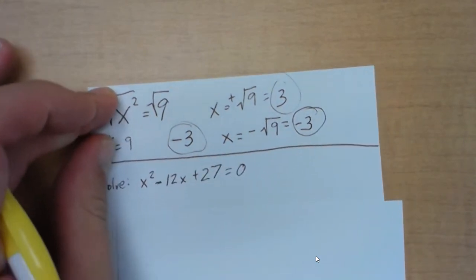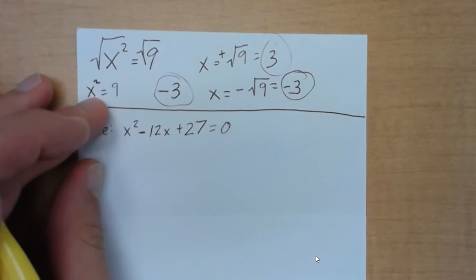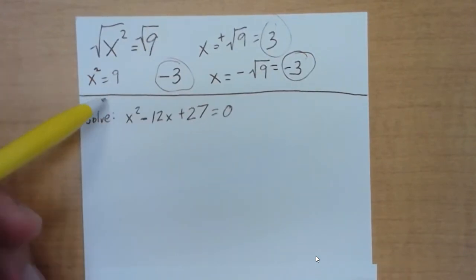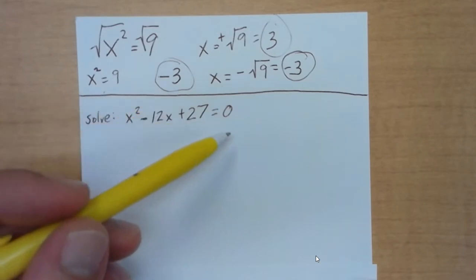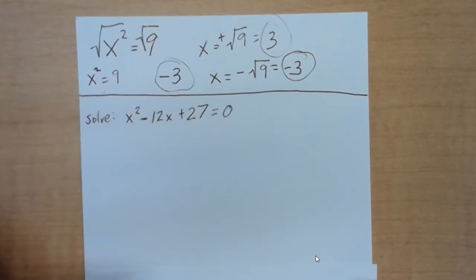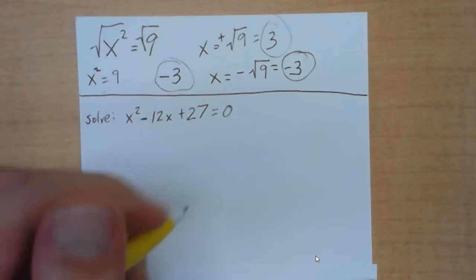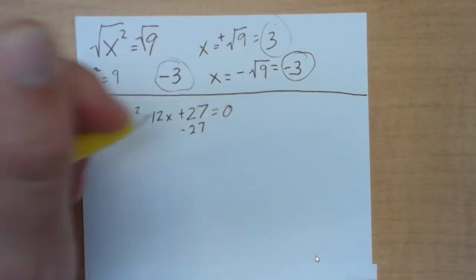Okay, so now it's time to walk through some problems. The first one, x squared minus 12x plus 27 is 0. So I'm going to complete the square, and the first step is moving over that constant, the c value. Subtract 27 from each side.